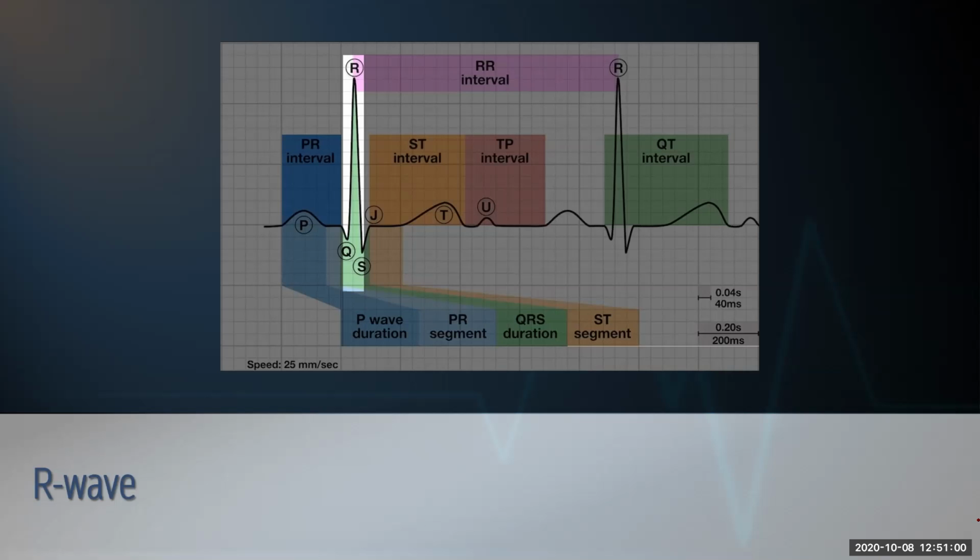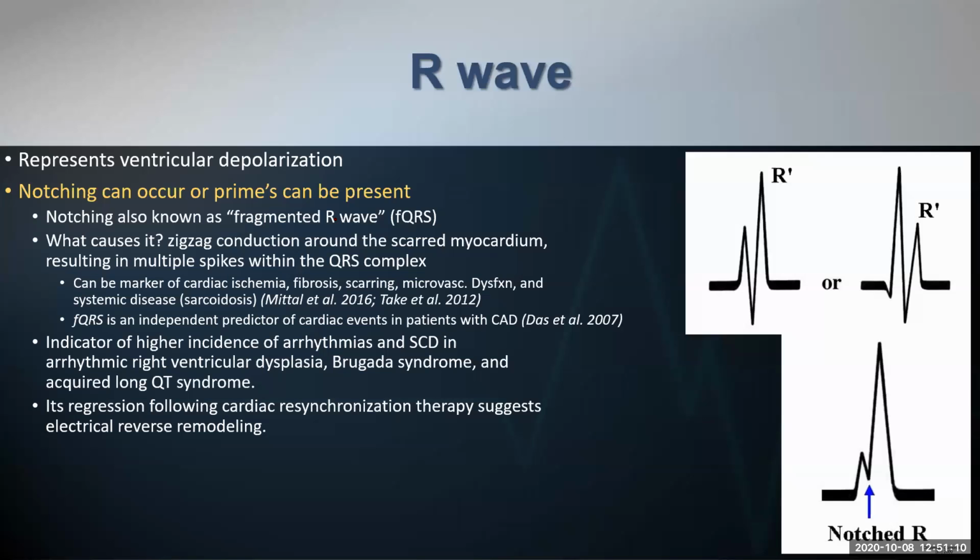So let's go on to R waves and see if I can finish this in the next 10 minutes. R waves, again, are the first positive deflection after the P wave or after a Q wave if it exists. We've talked a lot about this already with the notching and the fragmentation of it, so I brought it up again by putting specific sources.